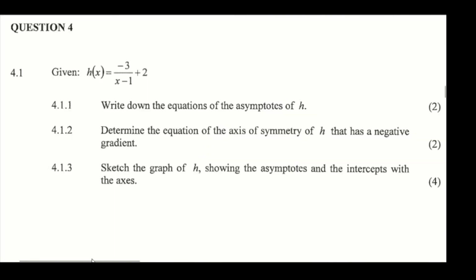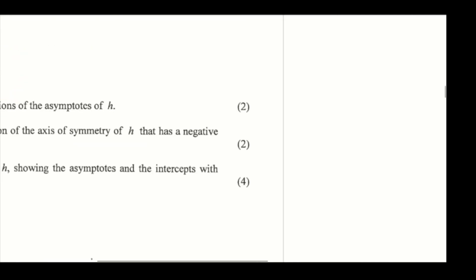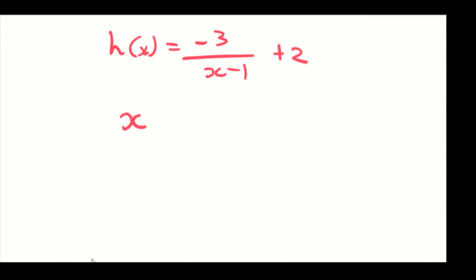So now we're going to do question 4. In 4.1, we are given this function here of h of x being equal to minus 3 over x minus 1 plus 2, right? So in 4.1.1, we are asked to write down the equations of the asymptotes of h. So the equations of asymptotes, we have the vertical asymptote being equal to 1 and the horizontal asymptote being equal to 2. So these are your asymptotes.